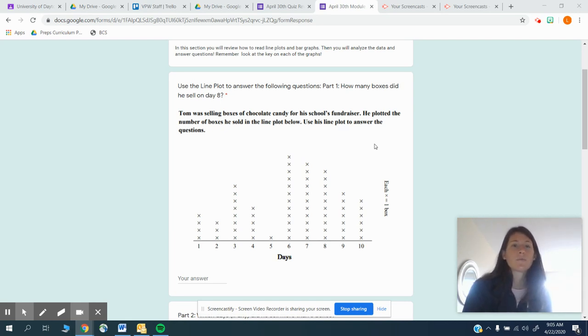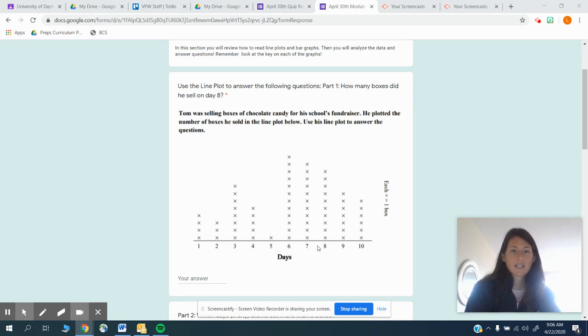Now, it's really important that on your graphs, whether that's a line plot or a bar graph, you're always looking at the key. So the key is right to the side over here on this line plot, and it says each x equals 1 box. So each of these x's equals 1 box of chocolate candy. So if I'm trying to figure out how many boxes did he sell on day 8, I know that I'm going to count by ones because each box is just 1 x.